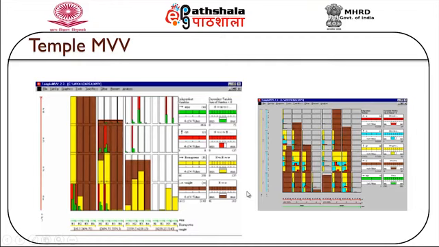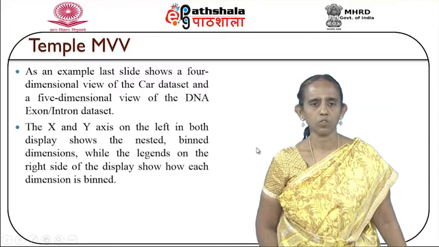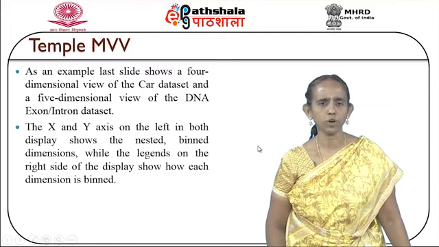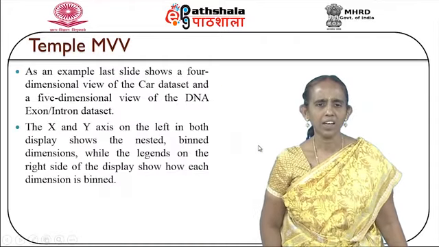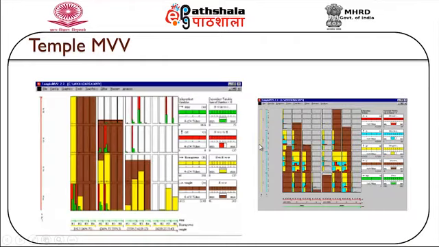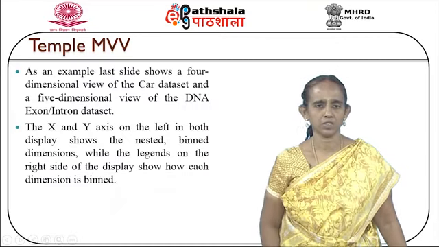So this is an example of the Temple MV visualization where you can see the entire data being represented on the left hand side, and on the right hand side you have the scale values. An example: the previous slide shows a 4-dimensional view of the car dataset, and this is a 5-dimensional view of the DNA dataset.